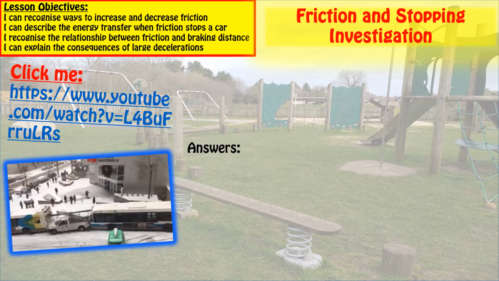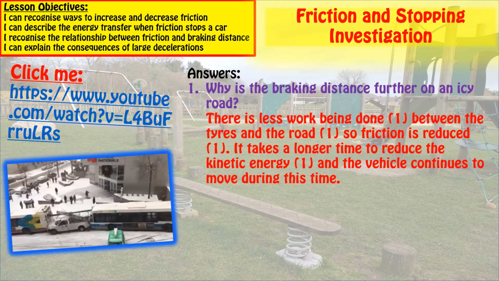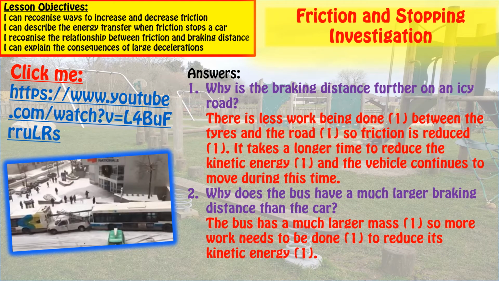Okay, let's look at some answers then. So for the first one, there's less work being done between the tyres and the road, so friction is reduced. It takes a longer time to reduce the kinetic energy, and the vehicle continues to move onwards and onwards during this time. Number 2, the bus has a much larger mass, so more work needs to be done to reduce its kinetic energy. If you didn't get those answers, just write them underneath your answers now in a different colour so that you're able to learn from that at a future date.